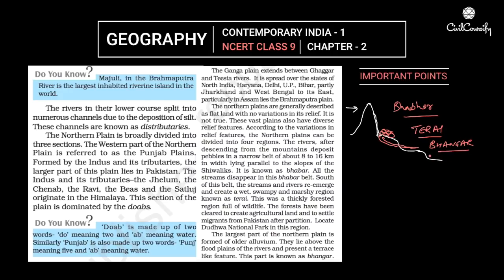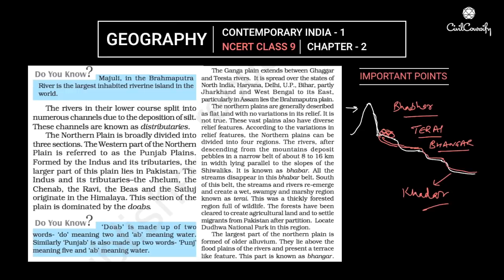So Bhangar is full of alluvial soil and very fertile. The forests had been cleared in this area and a lot of agricultural land is present. So the river now flows to the Bhangar region. After this comes the Khadar region. So this river eventually leads to the new alluvial region, new alluvial soil. This is the Khadar region.